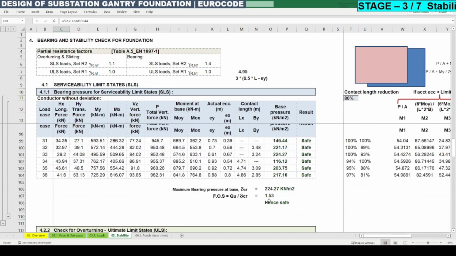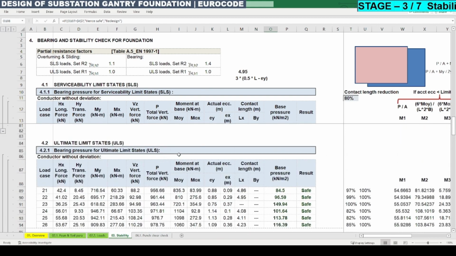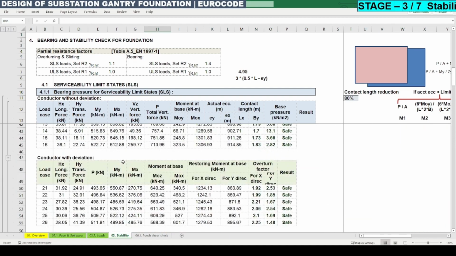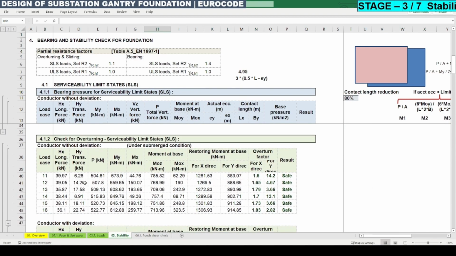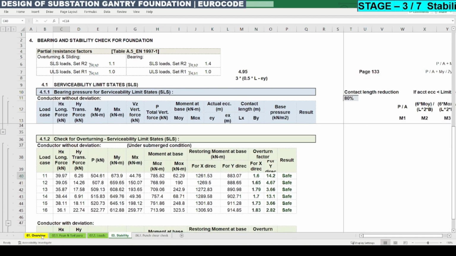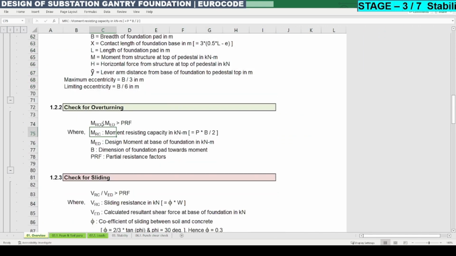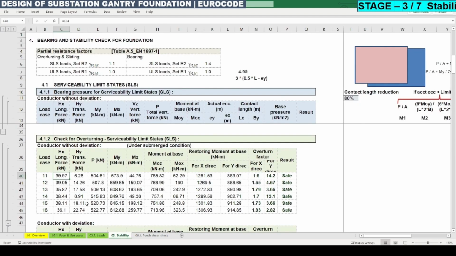So the bearing pressure check is completed in both the SLS and ULS load cases. Now we will look into overturning. Now the overturning is very simple. As we discussed in the first stage, if the resistant moment, the overturning moment, is greater than the calculated or actual bending moment with respect to the partial resistance factor, then it can be called safe.